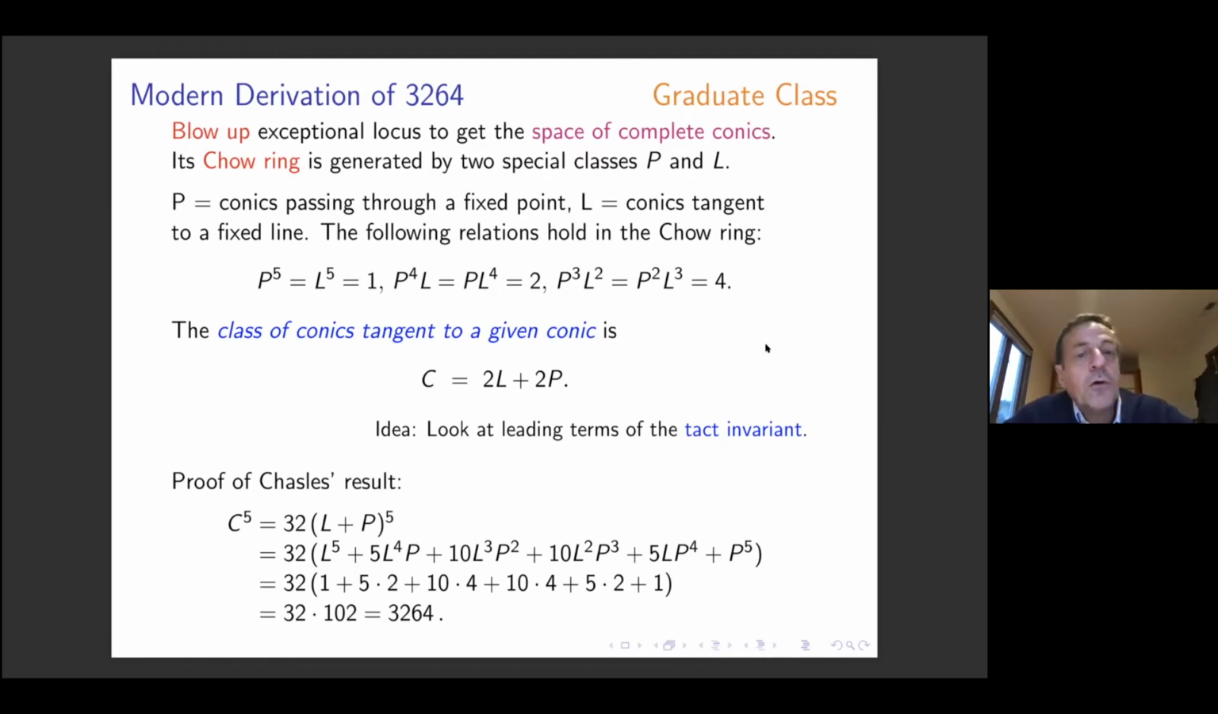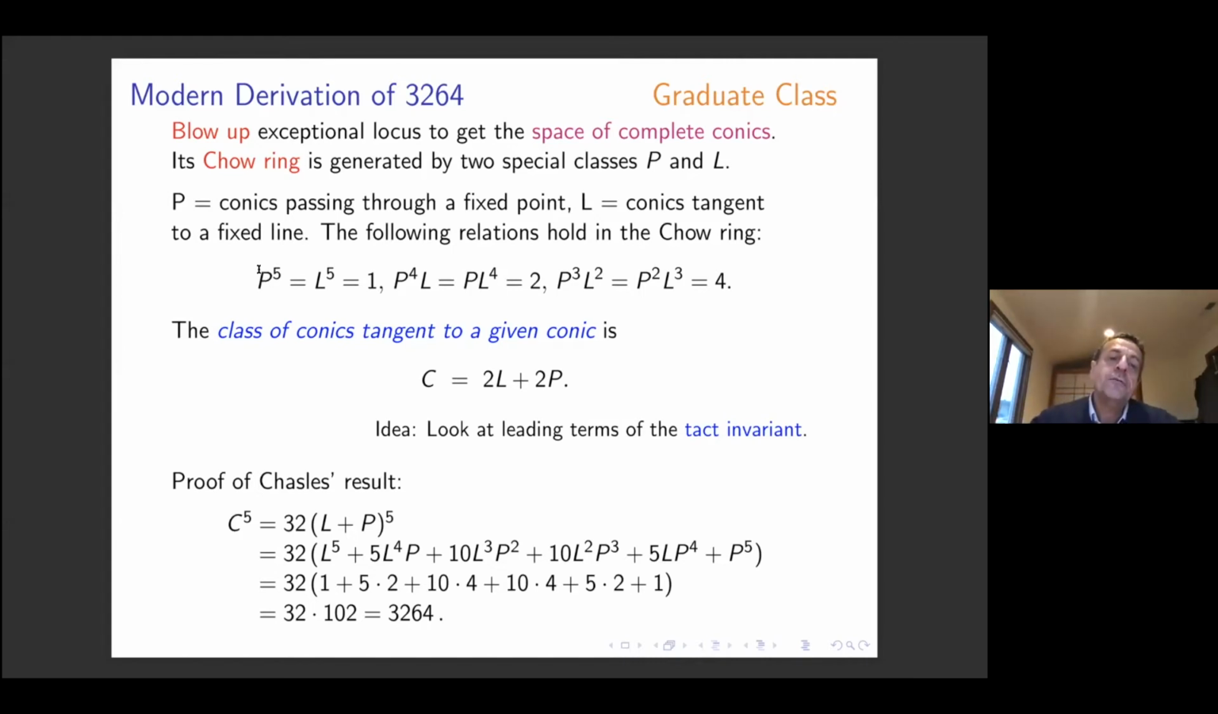The Chow ring or cohomology ring of this space of complete conics is generated by two special classes that I call P for point and L for line. P is the class of all conics through a fixed point. That's a divisor, a codimension one set in the space of complete conics, and L is dually all the conics that are tangent to a fixed line. Now you can check that the following relations hold. Multiplication in the Chow ring or cohomology corresponds to intersection of these sets.